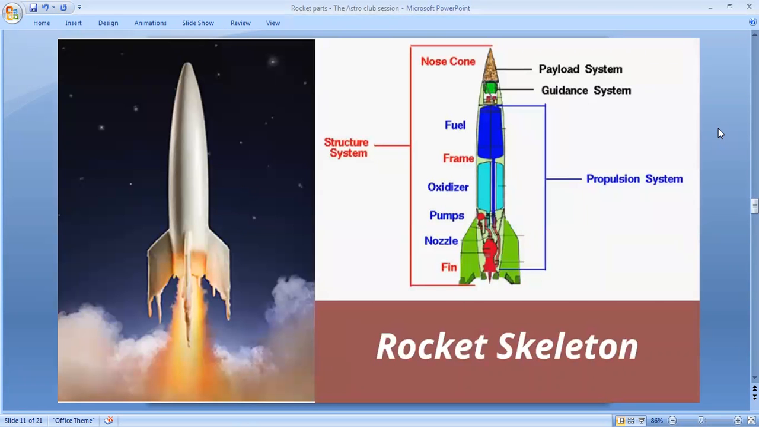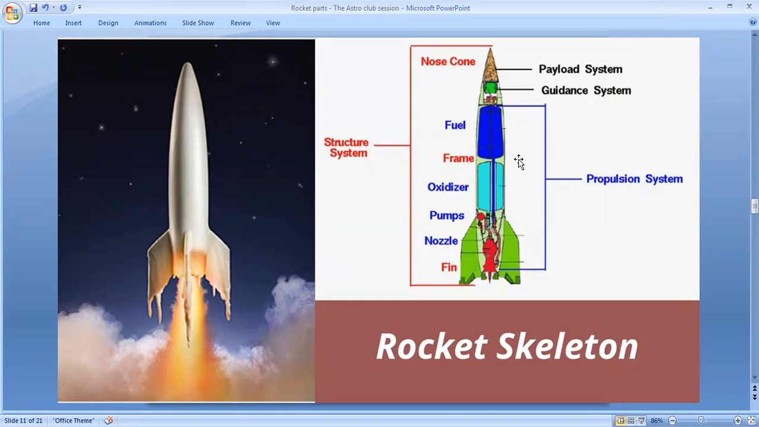So if you see on the left side, this is the complete picture of a rocket. This is how the rocket looks like. Now on the right side, we have removed the outer skin of the rocket so that we can see the parts that make a rocket. If you see here, there are many parts that make up a rocket. And engineers group the parts which have the same function into systems. So there are four major systems of a rocket.